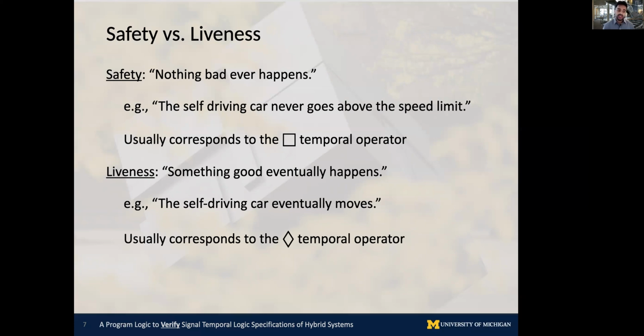Note that if you've come across this kind of notation before, the box is the same as G for globally, whereas the diamond is the same as F for finally, in that something will finally or eventually happen in the future.